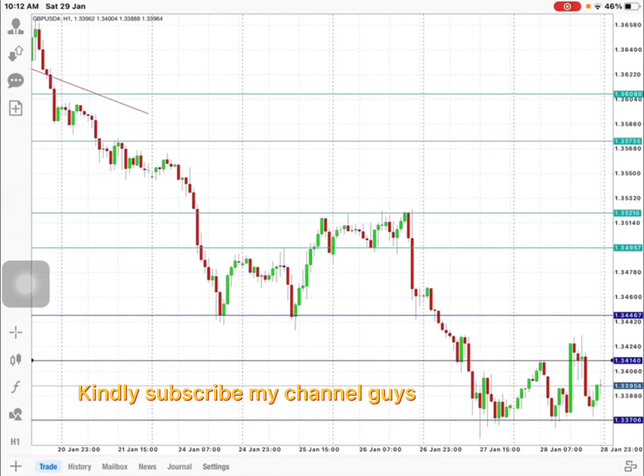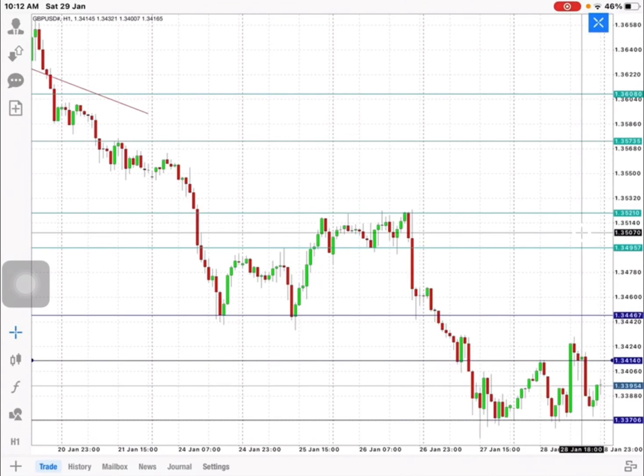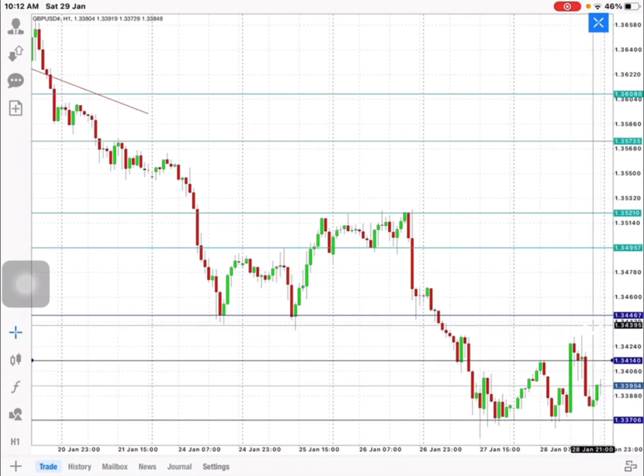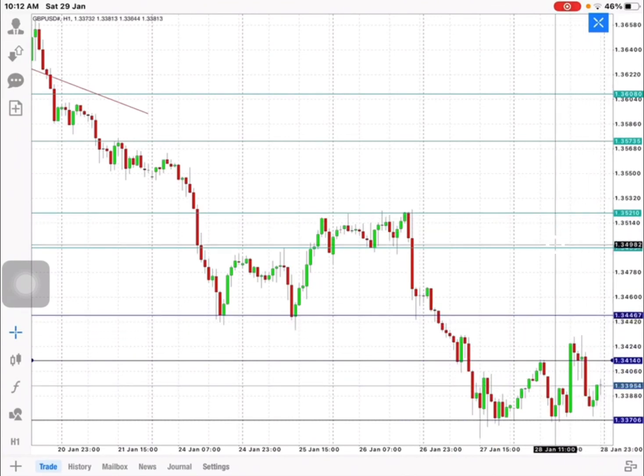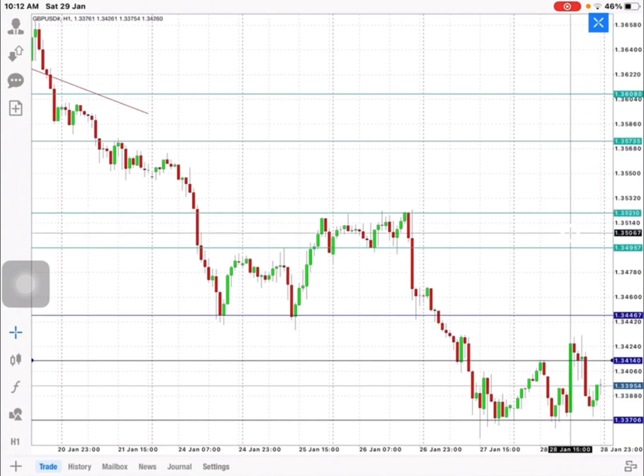I'm a buyer on USD index and I'm a seller on GBPUSD. Before that, I would like to see USD index coming down, and for GBPUSD, I would like to see the market moving here, guys. 134,467, 135,000 to 135,210, guys. Your TP2 can be there.